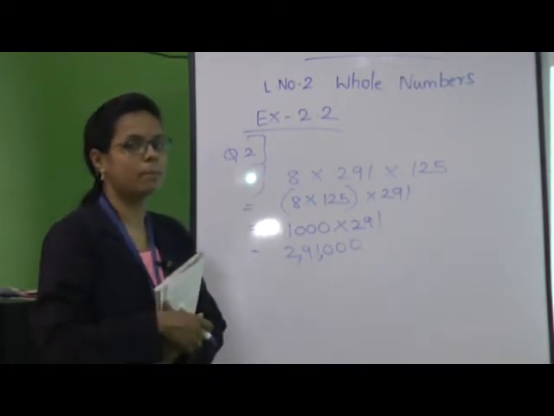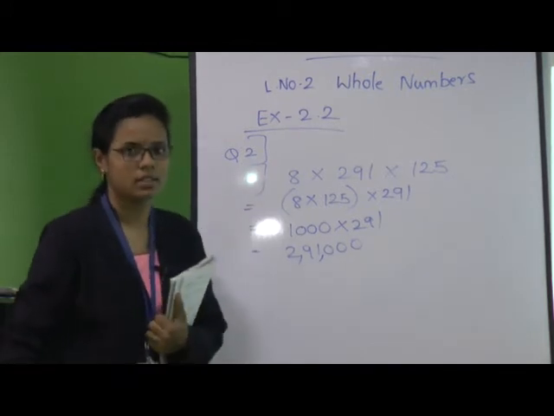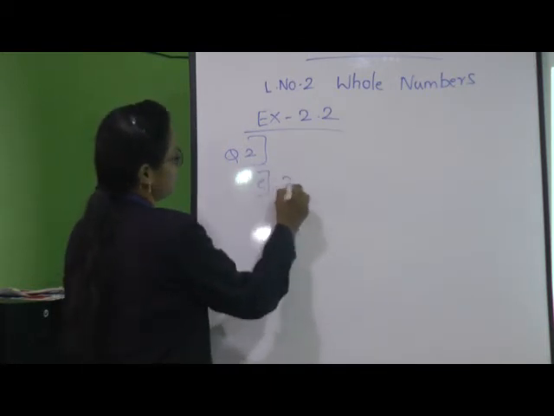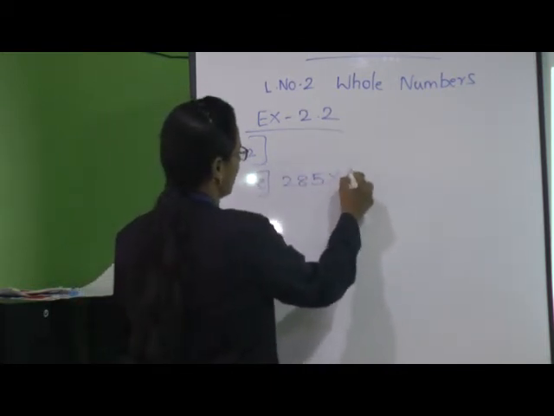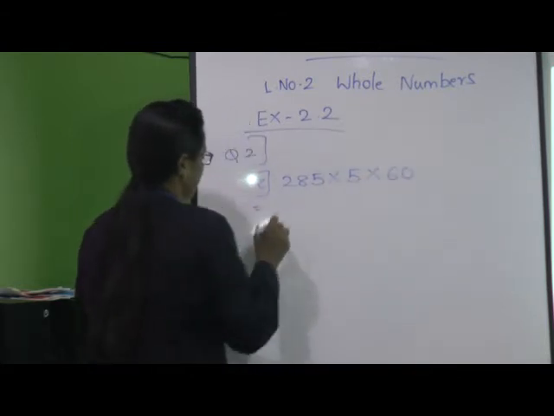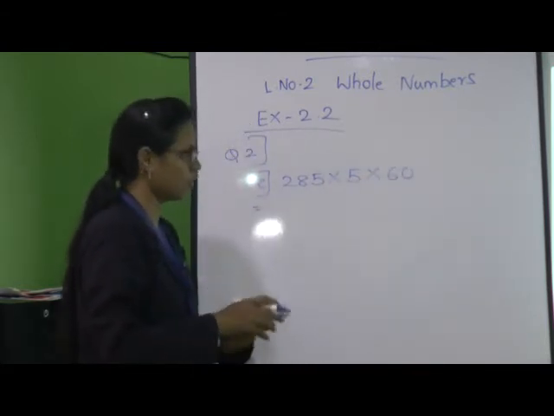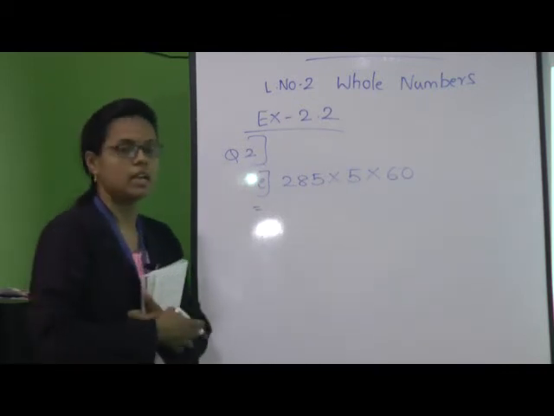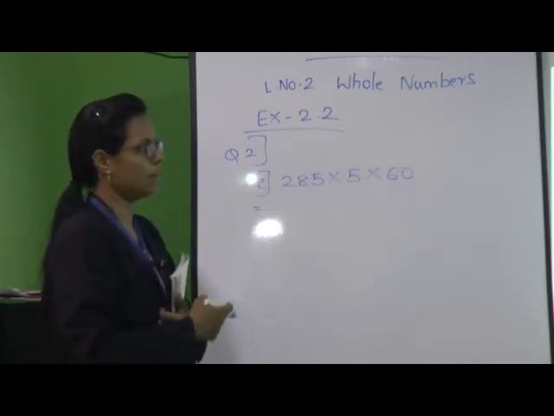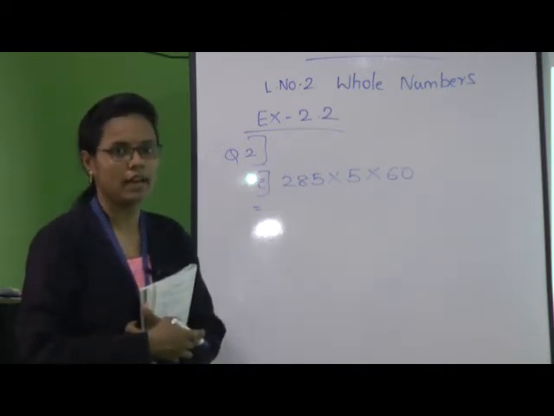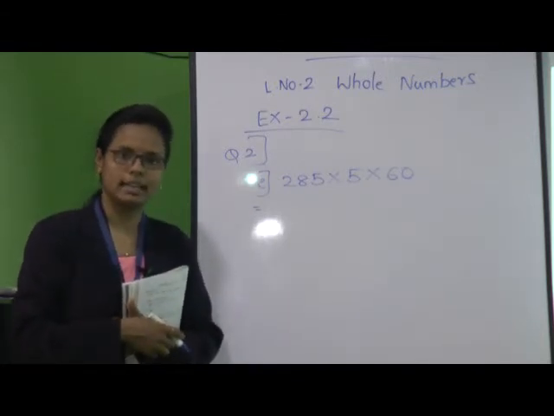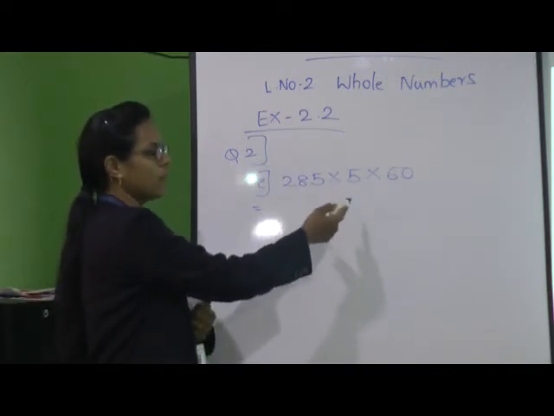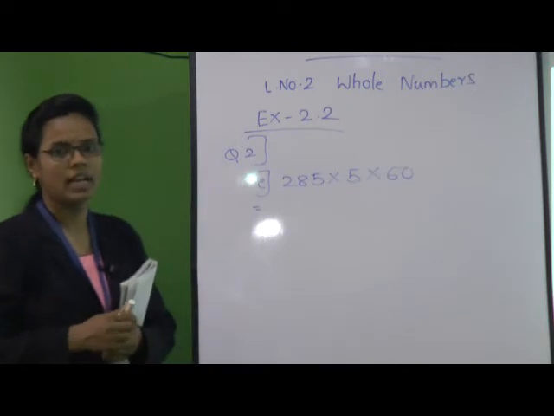Let us take one more example to find the 4 different numbers. Okay students. 285 multiplied by 5 into 60. Okay. See, what will be the answer for this? Okay. This example and one more example is there in your textbook that you have to solve at home. Okay. Practice it. You can get the answers very easily. In this question, you can rearrange like 60 multiplied by 5 and then you will multiply it by 285. Okay.